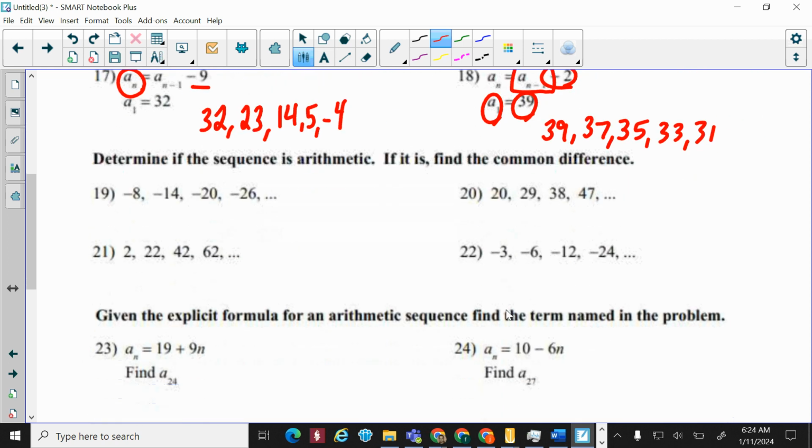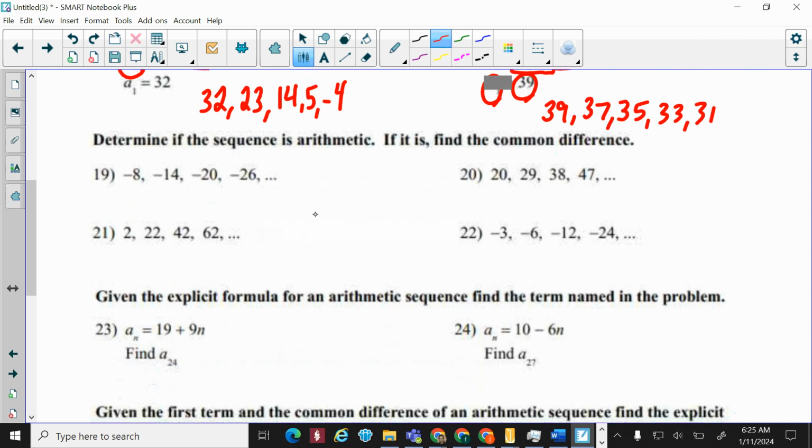It says determine if the sequence is arithmetic. Remember, arithmetic means you are adding, so you have to be adding throughout the entire sequence in order to determine whether or not it's arithmetic. For example, question number 19, you're at -8, -14, so you are decreasing by 6. Your common difference is -6. For question number 20, you're at 20, 29, now you're at 38. You are increasing by 9, so your common difference is 9.